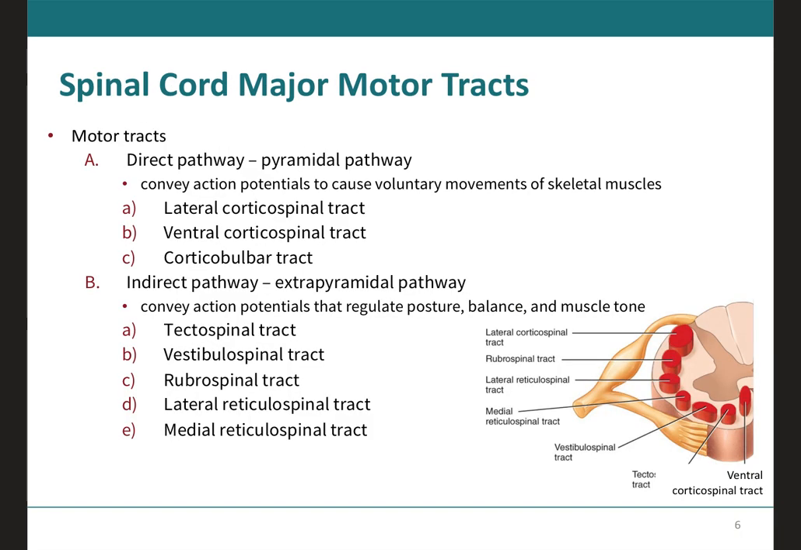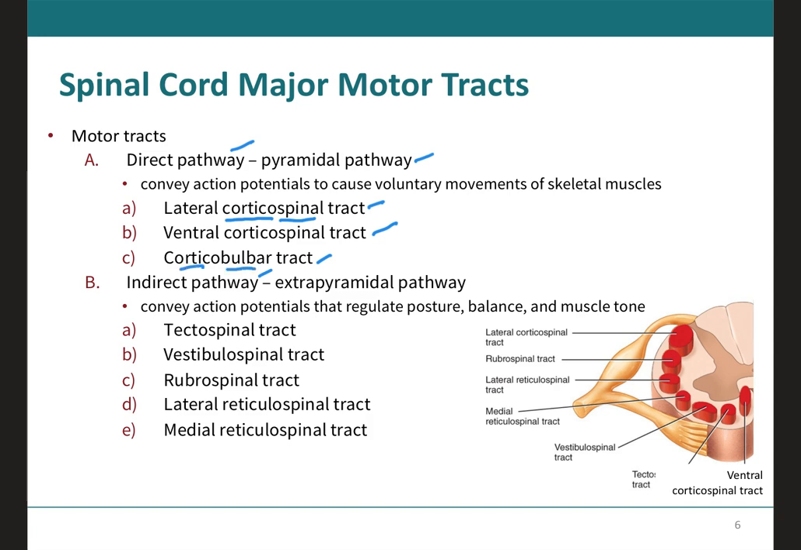Here we have the motor tracts. So the motor output to the skeletal muscles will travel down the spinal cord in two different types of descending pathways. We're going to have what we call the direct pathway and the indirect pathway. The direct motor pathway can be called the pyramidal pathway, which will include the lateral corticospinal, the ventral corticospinal, and the corticobulbar tracts. Now notice how now the name is opposite. So corticospinal tells us that this information is traveling from the cortex to the spinal cord. So it's opposite from the spinothalamic tract.